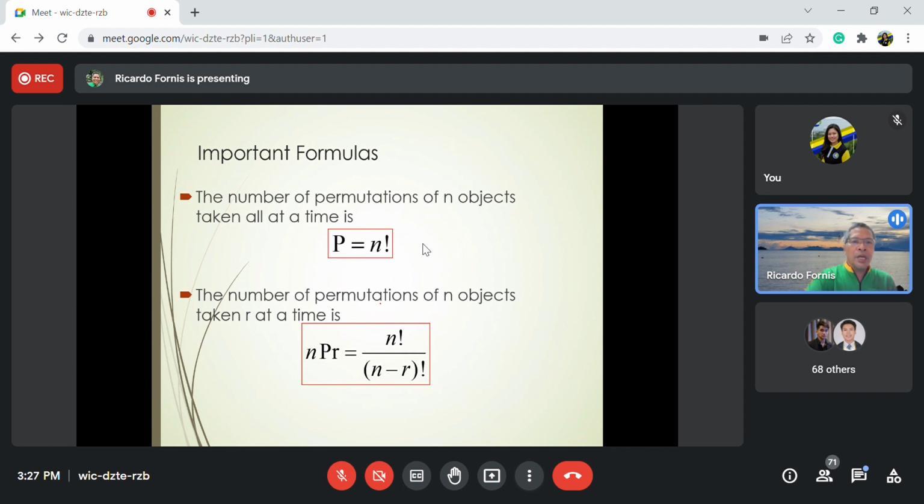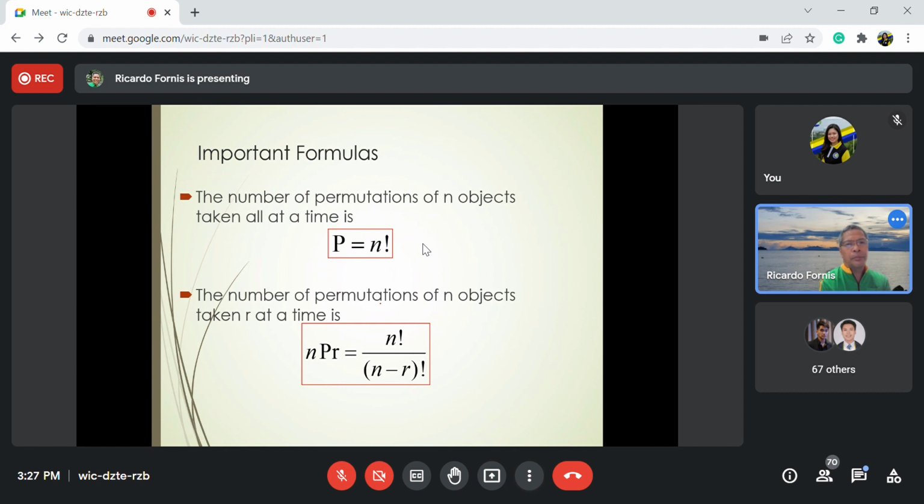So I hope the difference between permutation and combination is clear. Let's focus now on the permutation. There are several formulas that you have to understand, and not only understand, also memorize. If you cannot memorize, then remember the formulas.